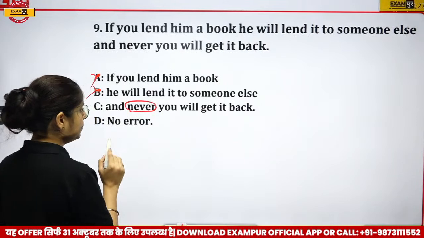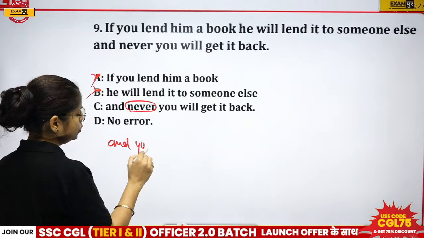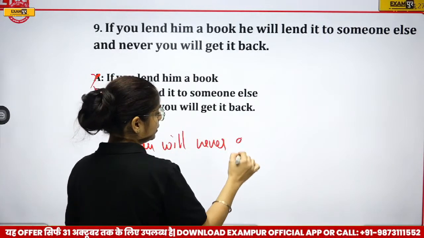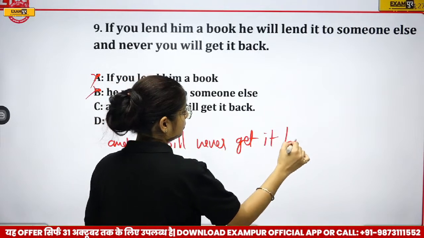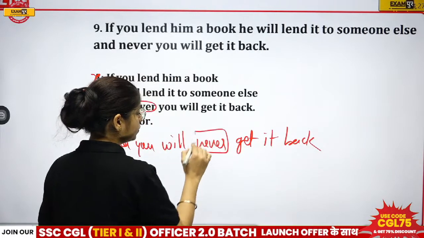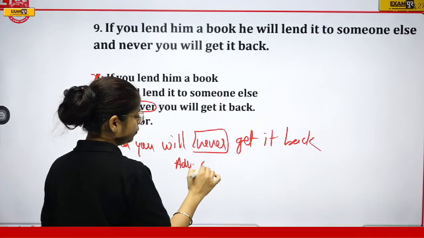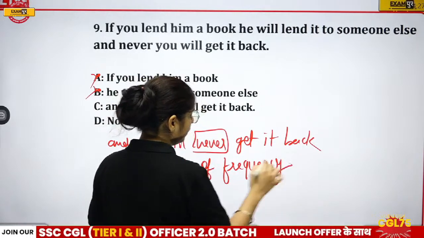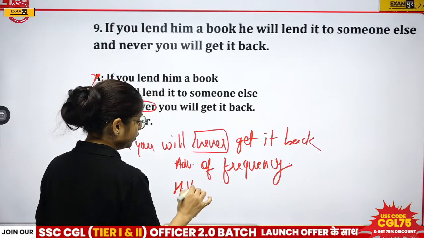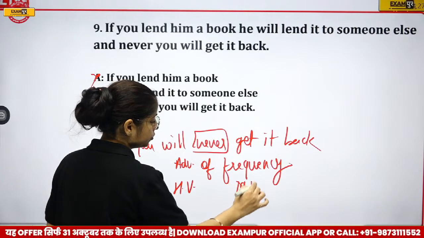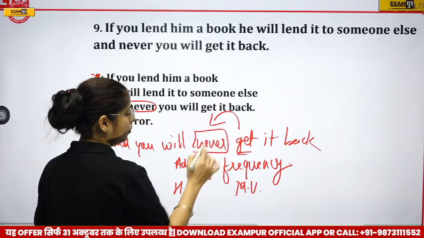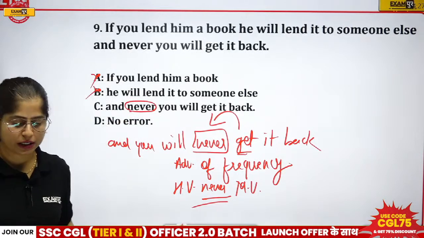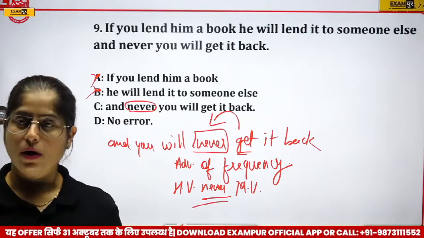The formation should be, and you will never get it back. The adverb of frequency, this word is known as adverb of frequency. So where do we use adverb of frequency? We use it after helping verb and before main verb. So here main verb is get. So before main verb only this word never will come. Right? Before main verb, this word never is used. That is the adverb of frequency.